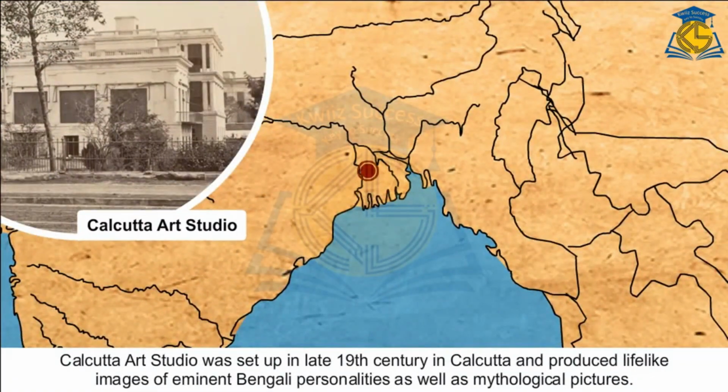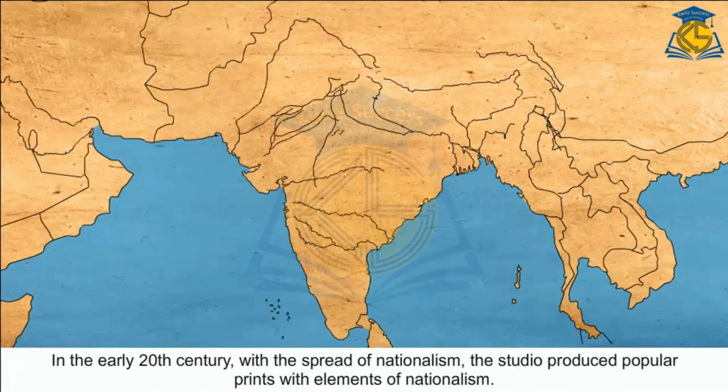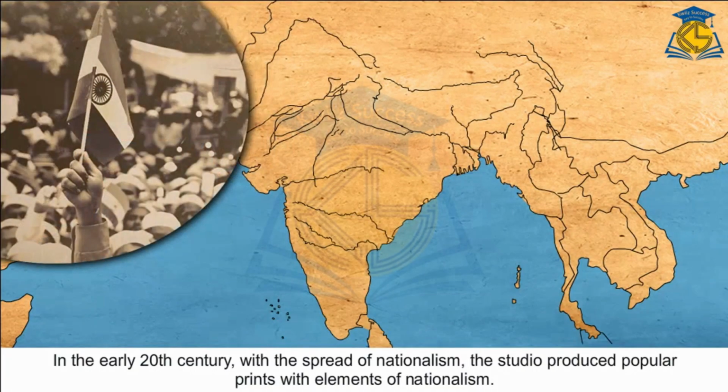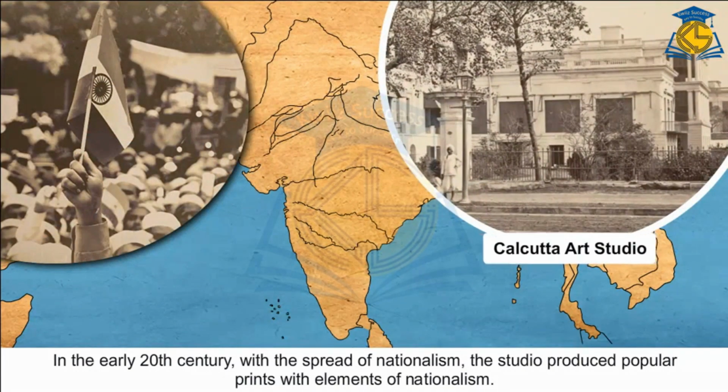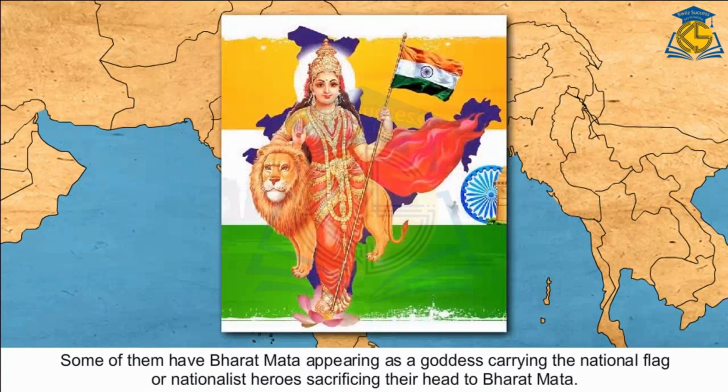Calcutta Art Studio was set up in the late 19th century in Calcutta and produced lifelike images of eminent Bengali personalities as well as mythological pictures. In the early 20th century, with the spread of nationalism, the studio produced popular prints with elements of nationalism. Some of them show Bharat Mata appearing as a goddess carrying the national flag, or nationalist heroes sacrificing their heads to Bharat Mata.